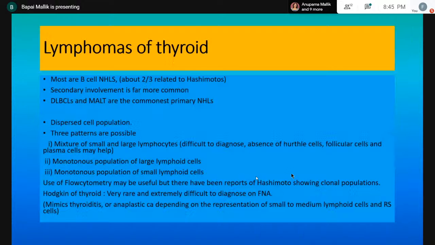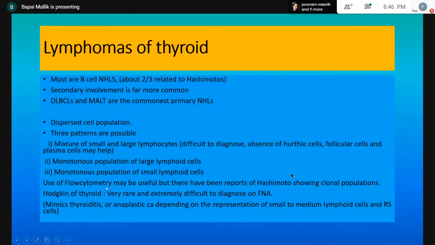Before we go to the lymphoreticular malignancies, as I've said, most lymphomas of the thyroid are B-cell NHLs, and about two-thirds of them are related to Hashimoto's. Secondary involvement is far more common. The two major types are diffuse large B-cell lymphoma and MALT lymphomas. They have a dispersed cell population, and there are three possible patterns. You can find a mixture of small and large lymphocytes, a monotonous population of large lymphoid cells, or a monotonous population of small lymphoid cells. A monotonous population of large lymphoid cells is possibly the easiest to diagnose.